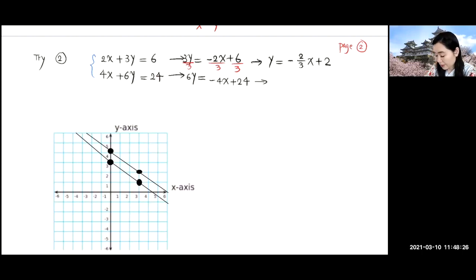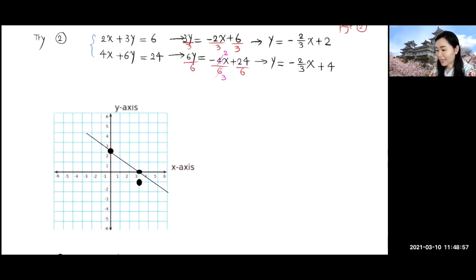And then I divide both sides by 6. Now notice that when you divide both sides by 6, 4 over 6 reduces to 2 over 3. So we get y is equal to negative 2 over 3 times x, and then plus 24 divided by 6 is 4. So we have this.